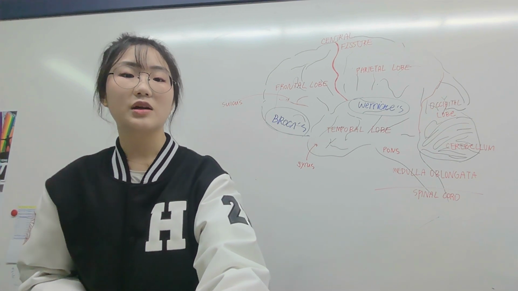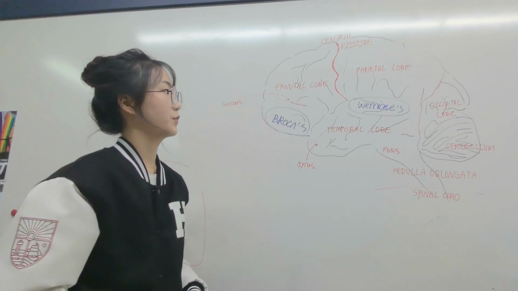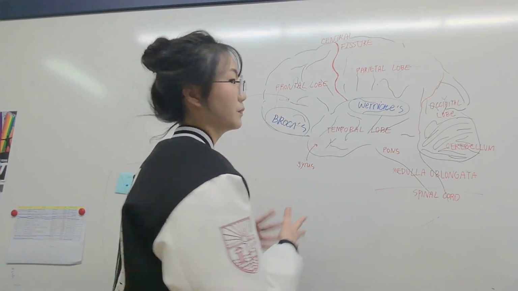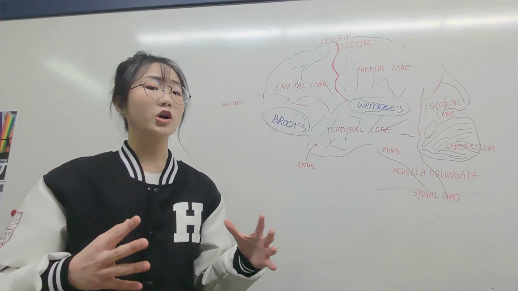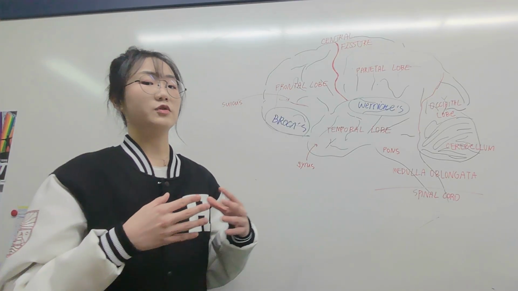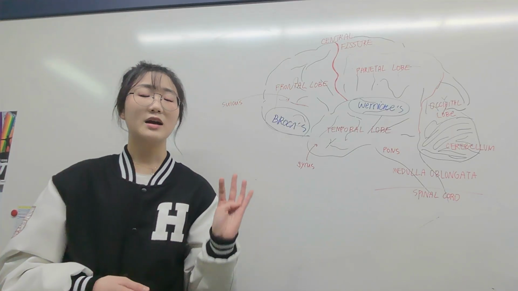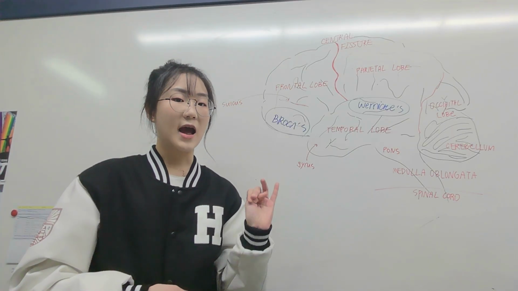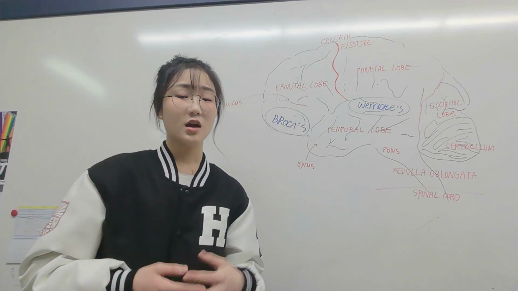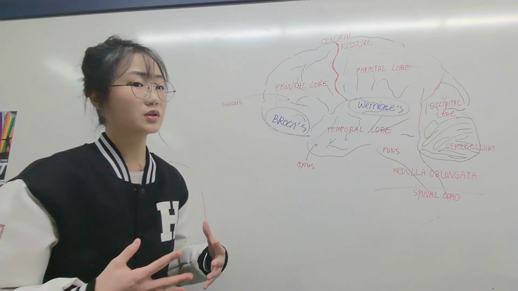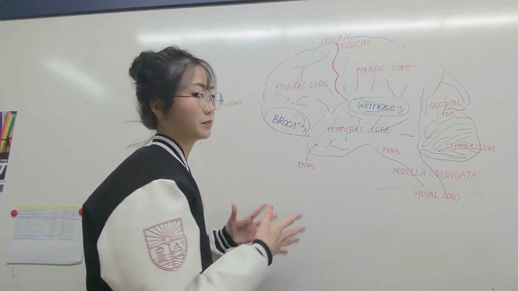First, let's take a look at the three main components of the brain. The first is the cerebrum. The cerebrum is the largest part of the brain, and it is responsible for higher brain functions such as thinking, decision making, language, and voluntary movements. Most of what we see on the lateral surface belongs to the cerebrum.